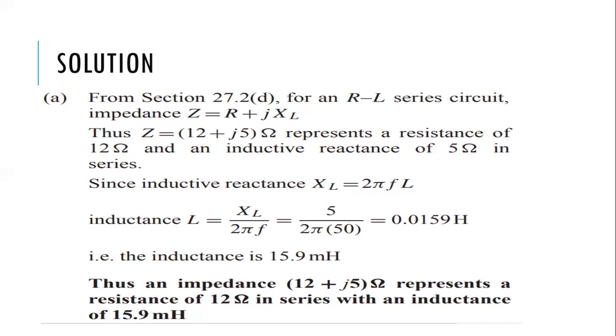So thus, an impedance 12 plus j5 ohms represents a resistance of 12 ohms in series with an inductance of 15.9 millihenry.